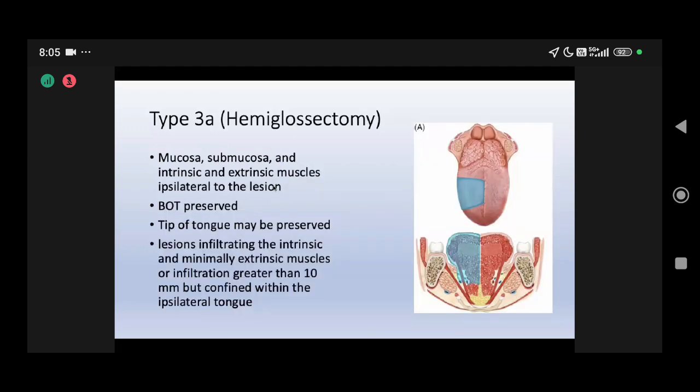Type 3A or hemiglossectomy involves mucosa, submucosa, and intrinsic as well as extrinsic muscles of the ipsilateral side. The base of tongue is preserved and often the tip of tongue is also preserved. The lesions which are infiltrating the intrinsic and minimally to the extrinsic muscle of the tongue, where the infiltration is greater than 10 millimeter but confined within the same side, are amenable to this glossectomy.